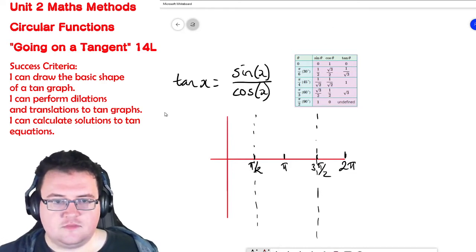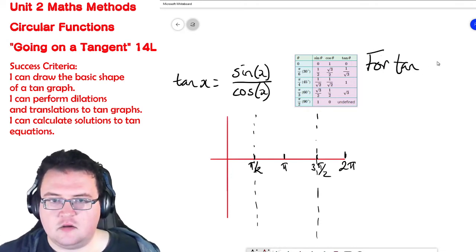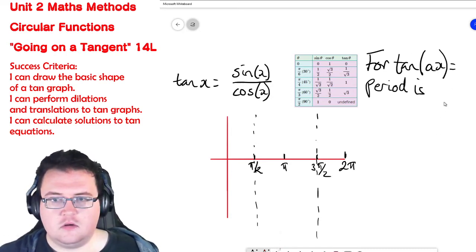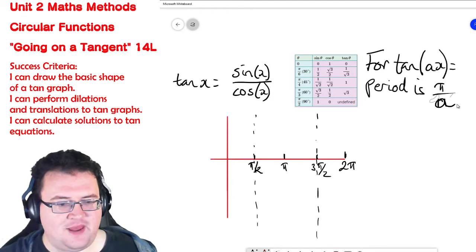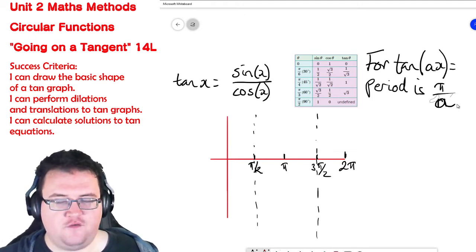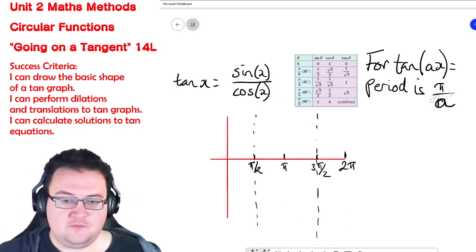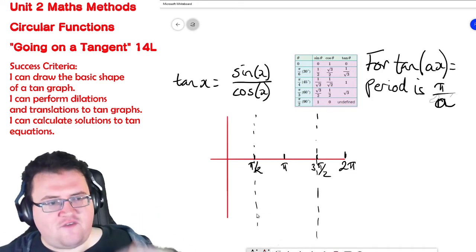So for tan ax, the period is pi on a. So that means that if there's no value in there for a, then the period is just pi on that number. So if I were to make it 2 pi, then the asymptotes would appear twice as often, which would mean you'd have one at pi on 2, one at pi, and 3 pi on 2, and 2 pi. So, what does this graph actually look like in practice?